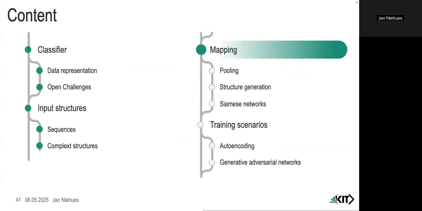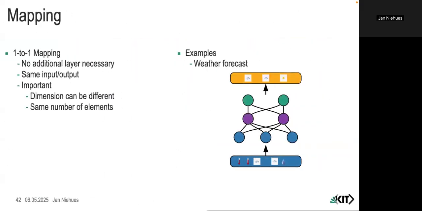Good. And with that, let's go to the second part and the mapping a bit, because it might not always be the case that we want an output sequence which has the same length as the input sequence. For some tasks, this one-to-one mapping is important. So if we think about our weather forecasting, this is a one-to-one mapping.